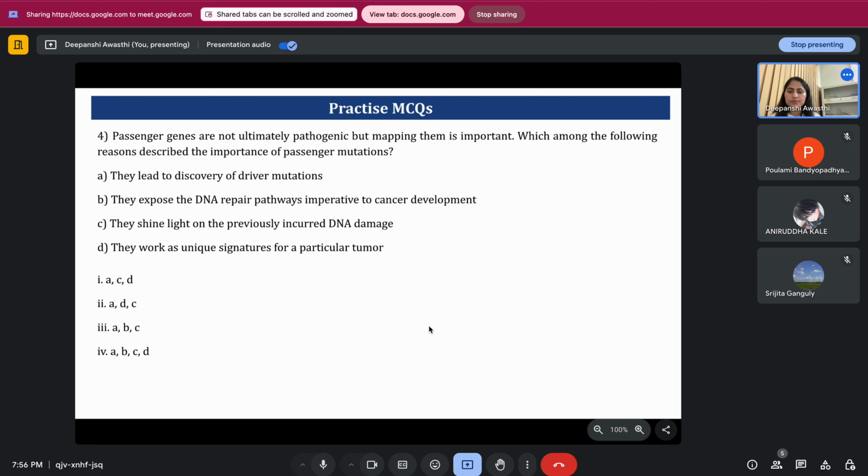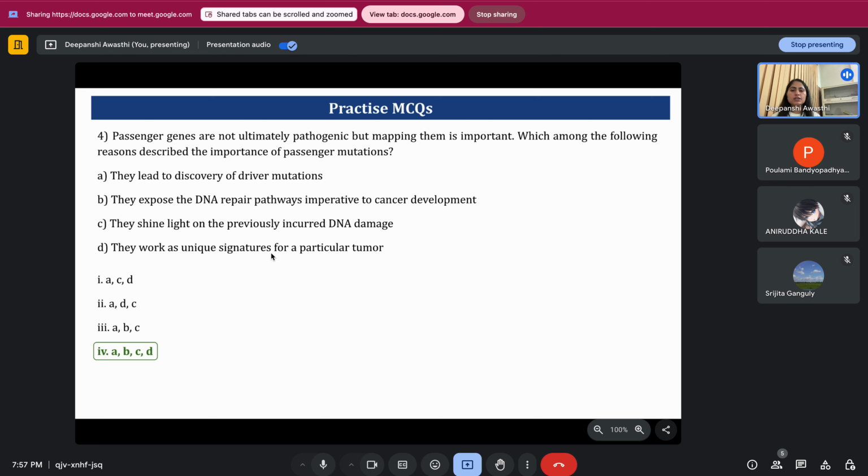Okay, now let's see. So the correct option is A, B, C, D. Because the passenger genes, although their mutation is not contributing, can also lead to the discovery of driver mutations. They can help us to discover the driver mutations, and they also expose the DNA repair pathways, which are imperative to cancer development. And they also shine some light on the previously incurred DNA damage. So we can perform comparisons. If we know the passenger mutations, then we will be able to cancel out passenger mutations, and we'll be able to capture the driver mutations.